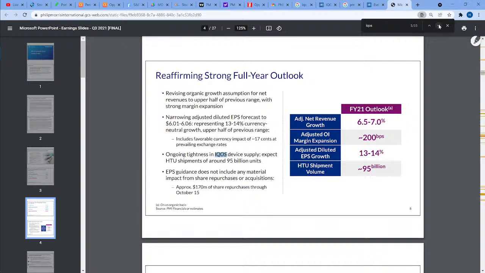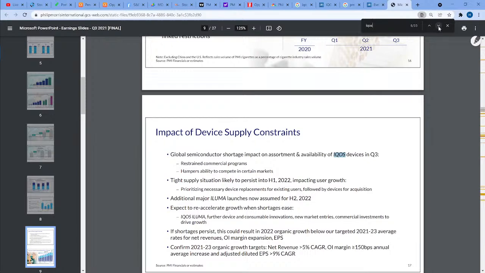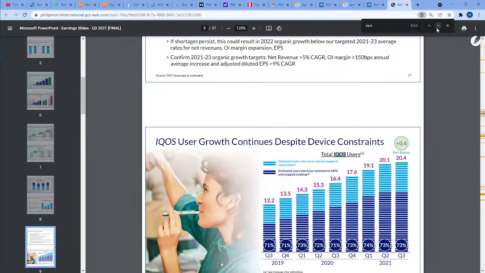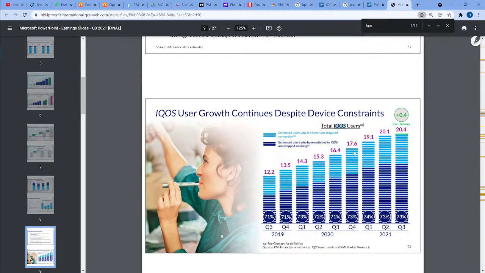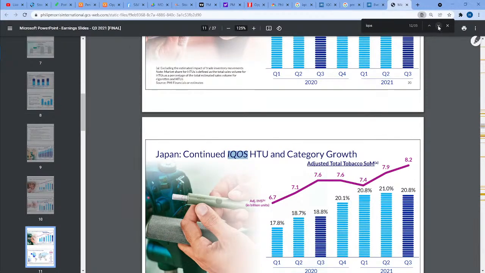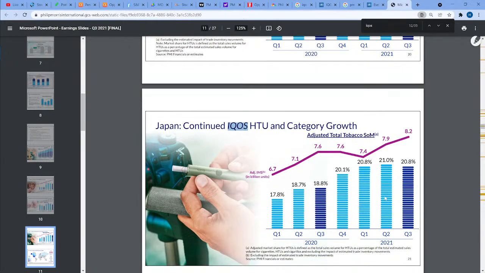$95 billion units. Wait, what does it say? Earnings per share guidance. They were saying something about $5 a share. $5, like 80 cents, 90 cents. Global semiconductor shortage impact on assortment availability. Total IQOS used. Okay. I want to see how much money they make from IQOS. Okay, here it is. Continued in billion units. It's a lot of units.